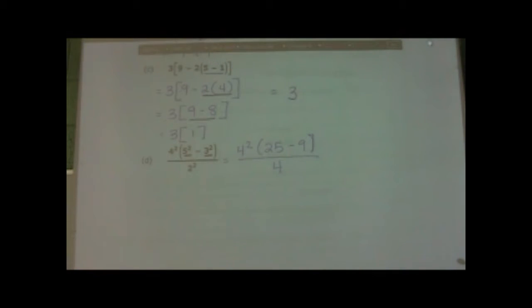All right, go back to the top. I'm just working on the top. I've got parentheses. 25 minus 9. I think 16, right? Okay, so 4 squared. I've got 16 over 4.